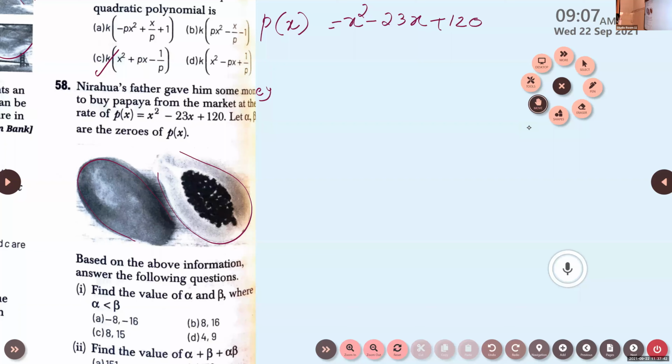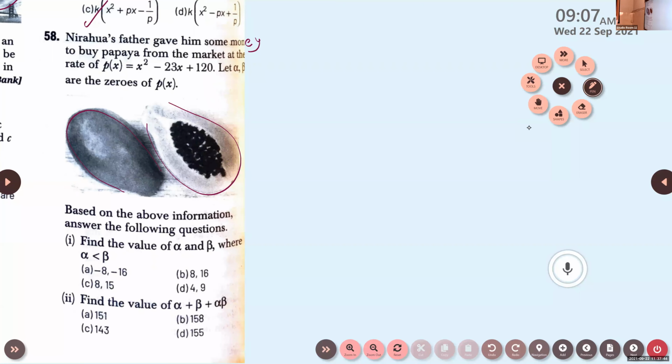First question. Find the value of alpha and beta where alpha is less than beta. The polynomial is x square minus 23x plus 120. Solve it. You can use either splitting the middle term or the quadratic formula to get the values of x.